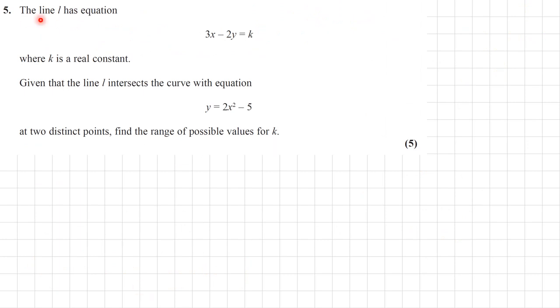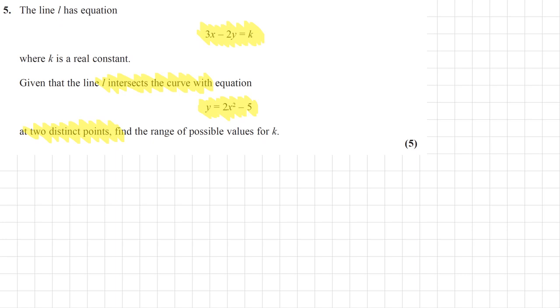Question 5. The line L has equation 3x minus 2y is k, where k is a real constant. Given that the line L intersects the curve with equation y is equal to 2x squared minus 5 at two distinct points, let's put that in, at two distinct points, find a range of possible values for k. So this type of question is about putting these two together and using the discriminant. So let's do that first.